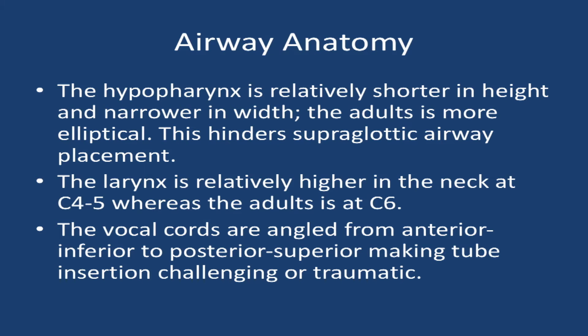The larynx is relatively higher in the neck at C4 to 5, whereas in adults it's at C6. Because of this high position, the larynx can be accessed by displacing the tongue laterally with the laryngoscope and visually looking directly at the opening of the glottis. When it's higher in the neck, additional elevation of the chin is necessary to clearly access the opening to the glottis.